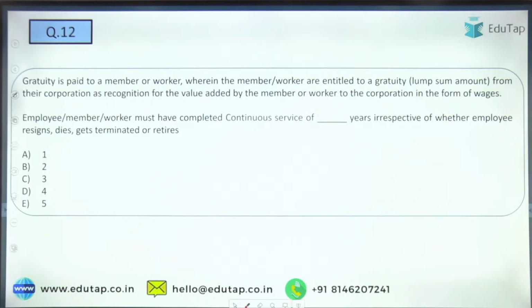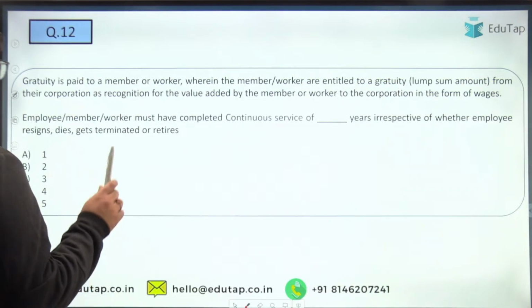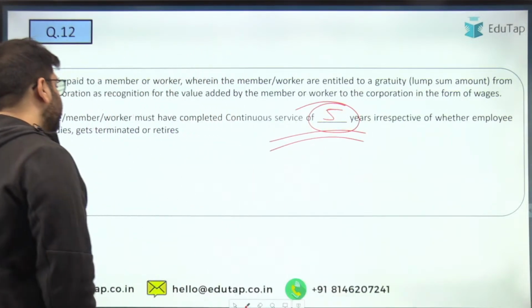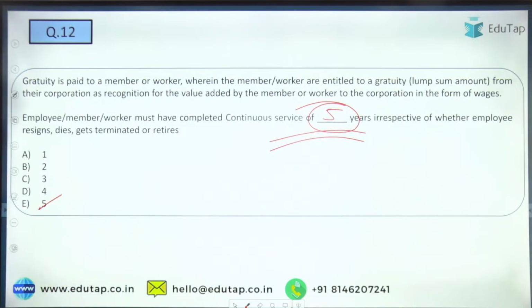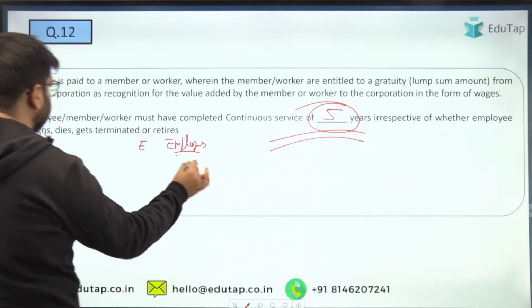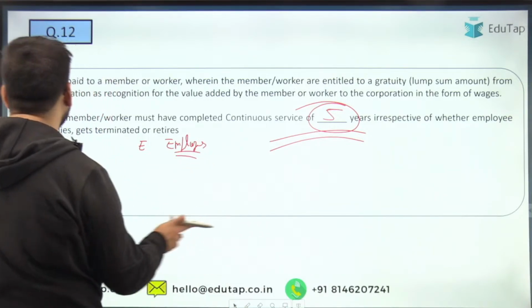Gratuity is paid to the member or a worker, where the member or a group are entitled to gratuity from their corporation in recognition of the value added by the member or a worker in the form of wages. The employee must be completing dash years of service, irrespective of whether the employee resigns, dies, is terminated or retires. If you are currently continuing service for 5 years in any of the companies, then definitely you are allowed to get the gratuity. So your correct answer will be option number 5. Please remember that the employee does not give anything, only the employer gives. Only employers give gratuity. Do not go into the calculation because that is very tedious.